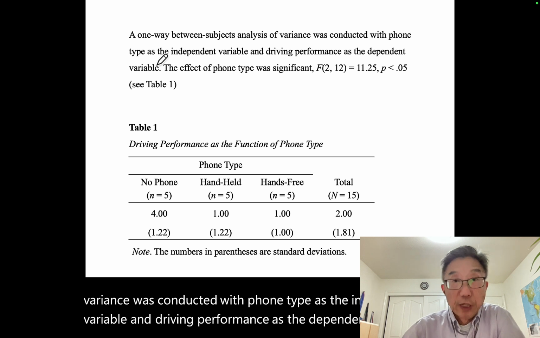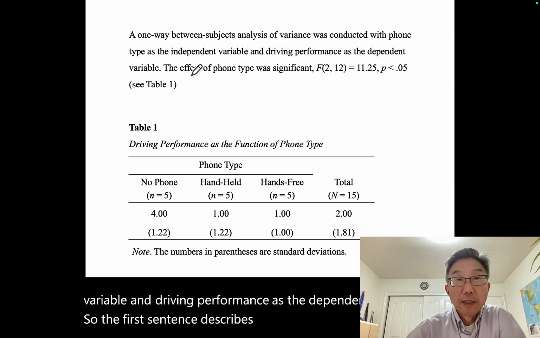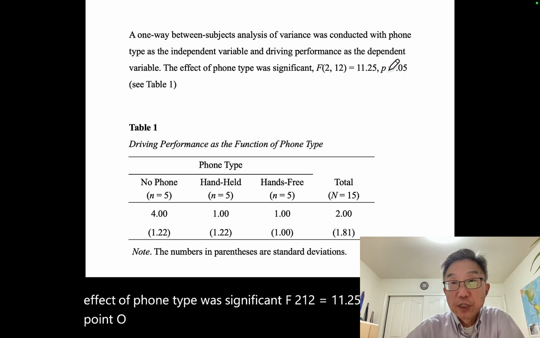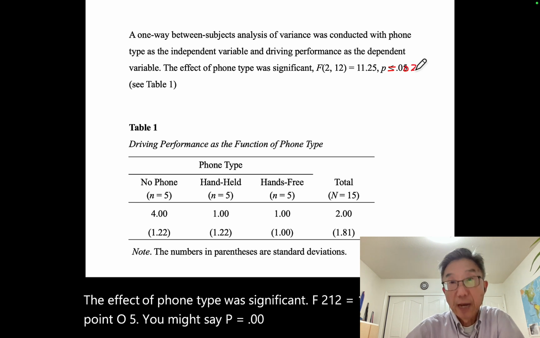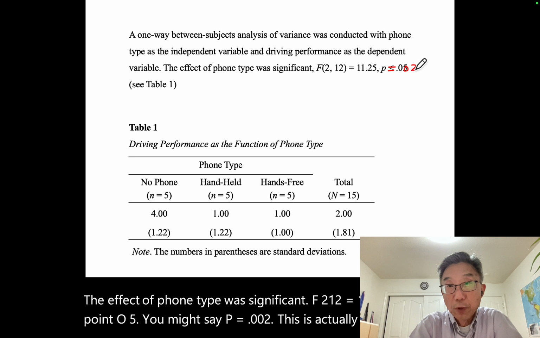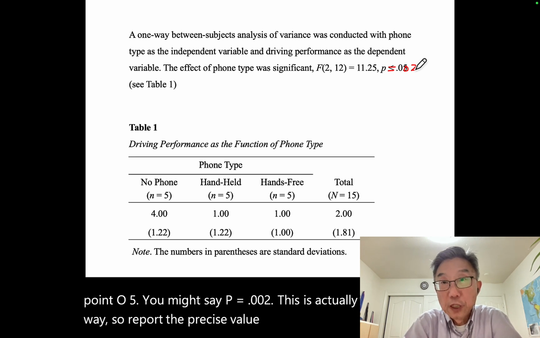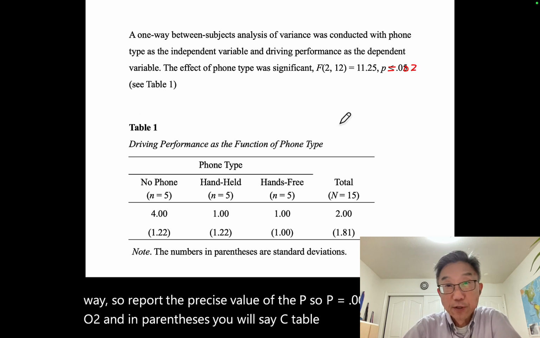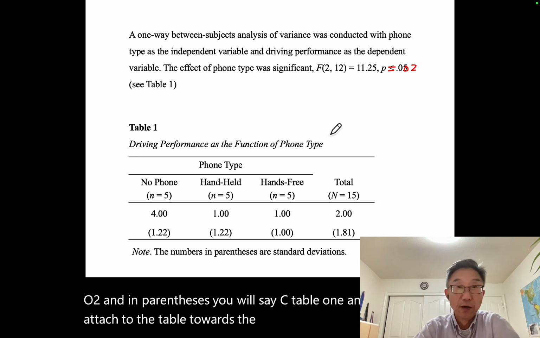So the first sentence describes the analysis. Second, the conclusion. The effect of phone type was significant, F(2, 12) = 11.25, p less than 0.05. You might say p equals 0.002. It is actually better to do it this way, so report the precise value of p. So p equals 0.002. And in parentheses, you will say see Table 1. And then you attach the table towards the end of your writing.